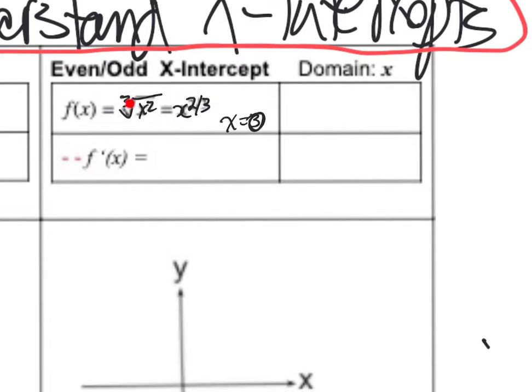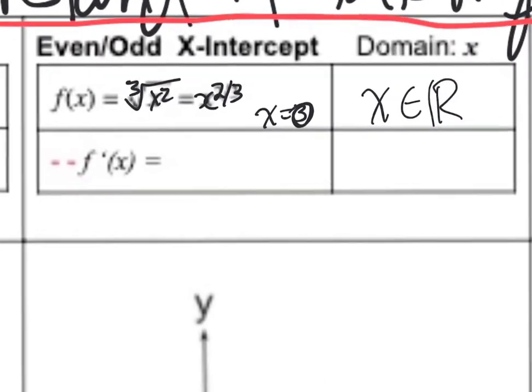Can I take a cube root of those answers? Sure. So I'm not limited. X can be anything. I can square and then cube root any number at all. So the domain for this is just x belongs to the real numbers. X is anything. Now what's the derivative of this?